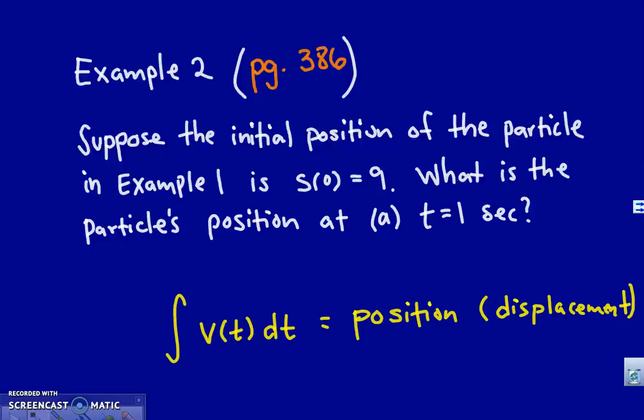Example 2 is on page 386. Suppose the initial position of the particle in example 1 is s of 0 is equal to 9. What is the particle's position at t is equal to 1 second? So add this to your notes.